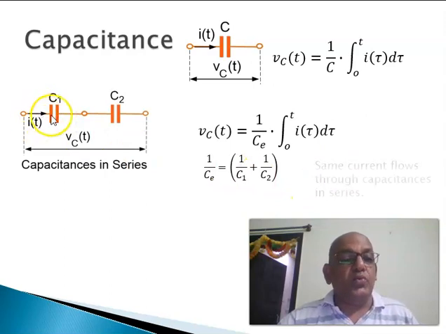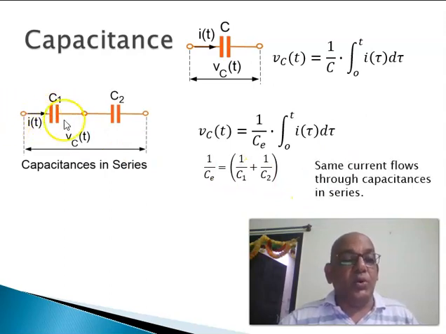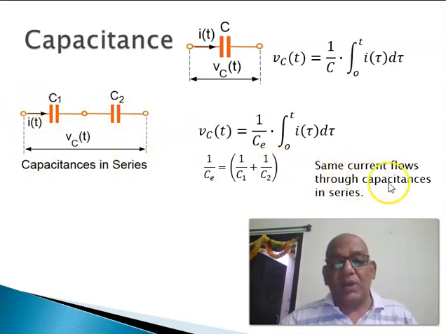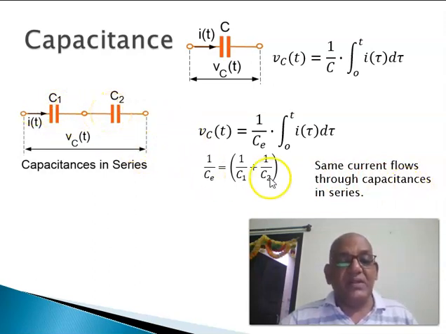When you connect two capacitances and hook them as shown here one after the other, we say that they are in series, and the same current flows through capacitances in series. When you have two capacitances in series, their reciprocals may be summed to find the reciprocal of the effective equivalent capacitance as shown here.